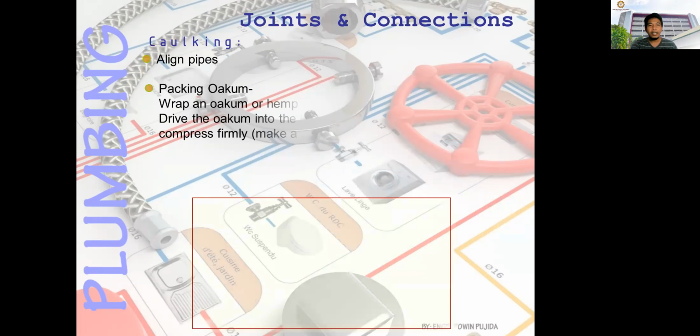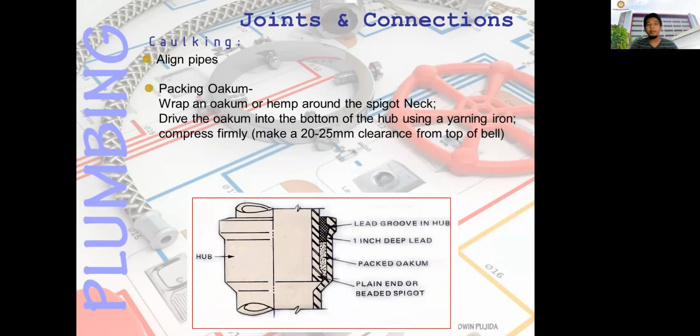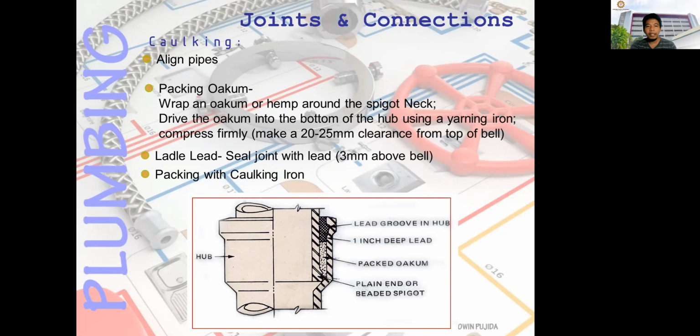This is caulking. Align the pipes and then pack the oakum: wrap oakum or hemp around the spigot neck. And then drive the oakum into the bottom of the hub using a yarning iron, and compress firmly. Make a 20 to 25 millimeter clearance from the top of the bell. So this is the hub and this is the other pipe. You just put that into the hub and then you provide the oakum. Okay. Then ladle lead to seal the joint with the lead 3 mm above the bell. But this type of joint connection is not used in our installations nowadays. Okay, and then pack with a caulking iron.